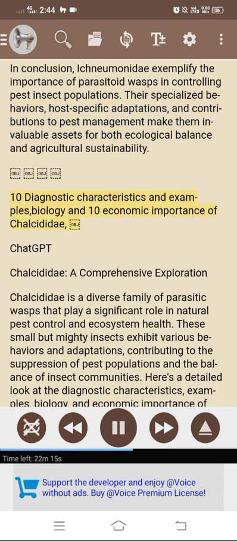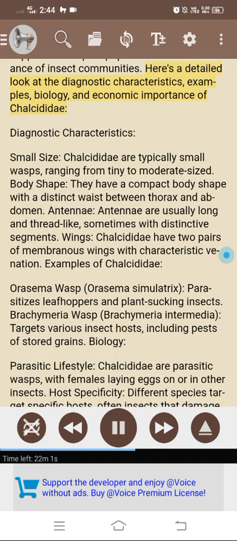Ten diagnostic characteristics and examples. Biology and ten economic importance of Chalcididae. ChatGPT. Chalcididae, a comprehensive exploration. Chalcididae is a diverse family of parasitic wasps that play a significant role in natural pest control and ecosystem health. These small but mighty insects exhibit various behaviors and adaptations, contributing to the suppression of pest populations and balance of insect communities. Here's a detailed look at the diagnostic characteristics, examples, biology, and economic importance of Chalcididae.